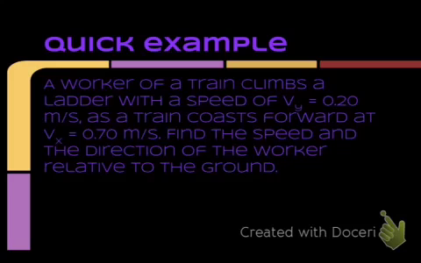Okay, let's look at a quick example. A worker on a train climbs a ladder with the speed of 0.20 meters per second in the y direction as the train coasts forward at velocity equaling 0.7 meters per second in the x direction. Find the speed and the direction of the worker relative to the ground.